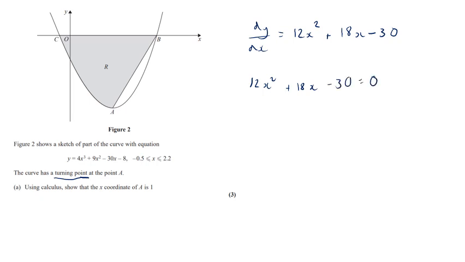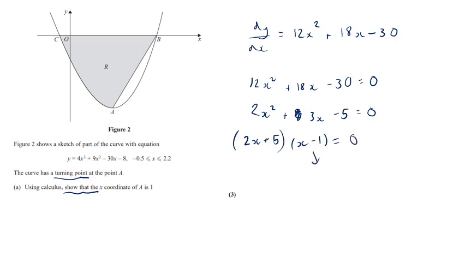And then because it says show that, I'm just going to go about factorising properly. So let's just have a look. 12, 18 and 30 have 6 as their highest common factor. Then we get 2x squared plus 3x minus 5 equals 0. And when we factorise that, we are going to get 2x plus 5, x minus 1 equals 0.